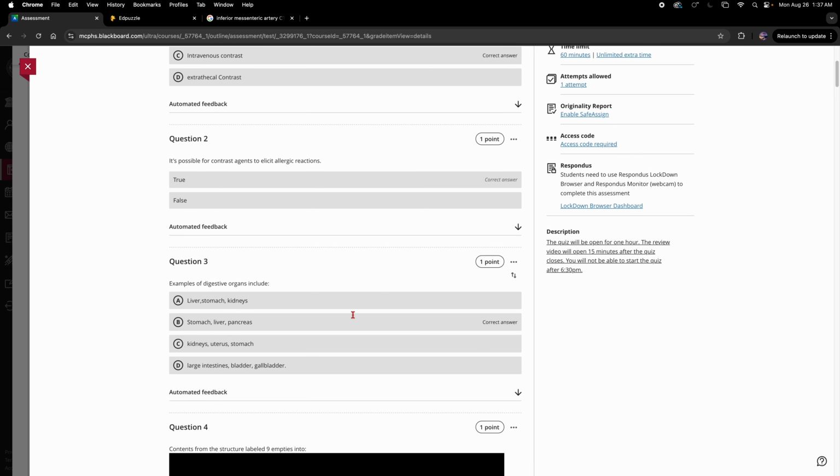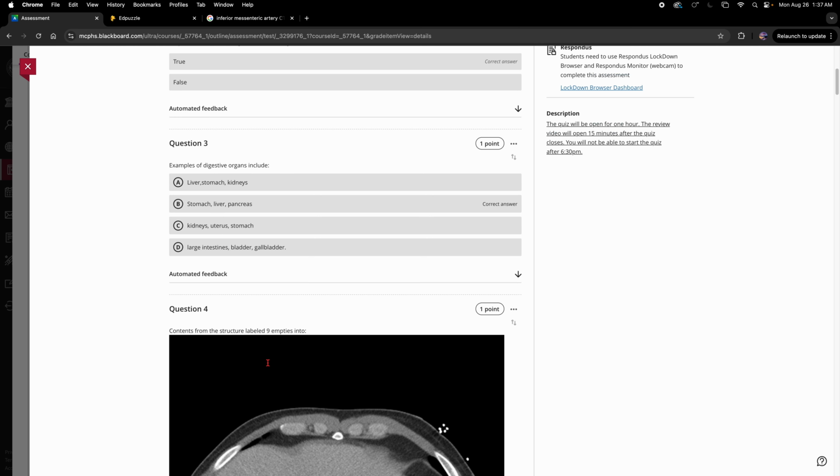Question 3. Examples of digestive organs include, let's go through all the options. Liver, stomach, kidneys. Well, kidneys and bladder are a part of the urinary system. So that would rule out options A, C, and D. So the only answer here is B. Stomach, liver, and pancreas.